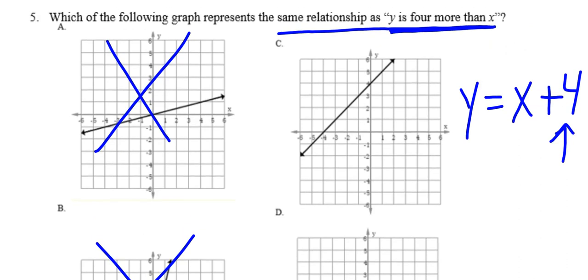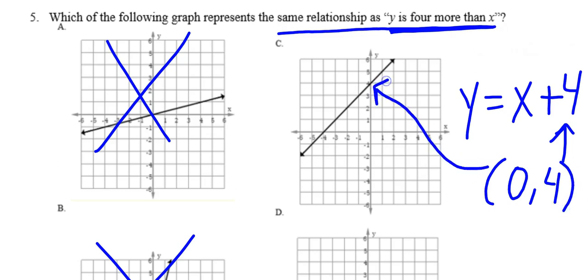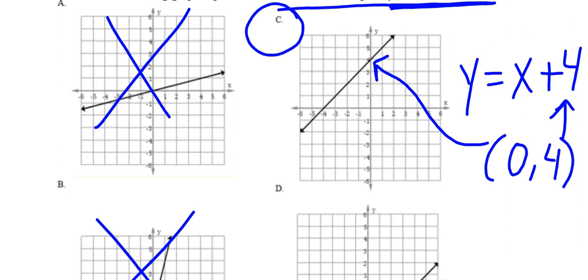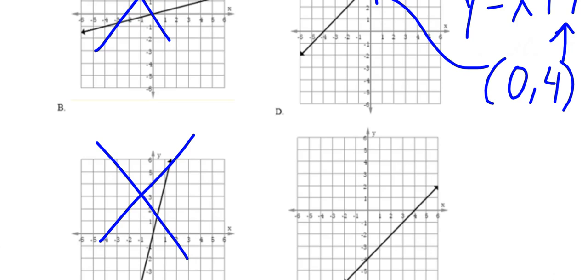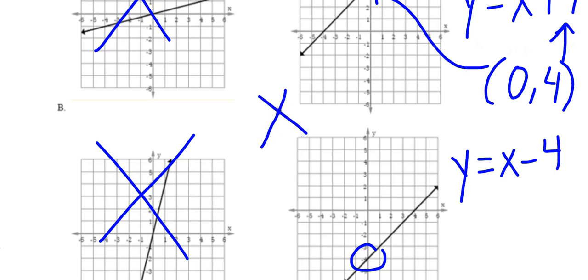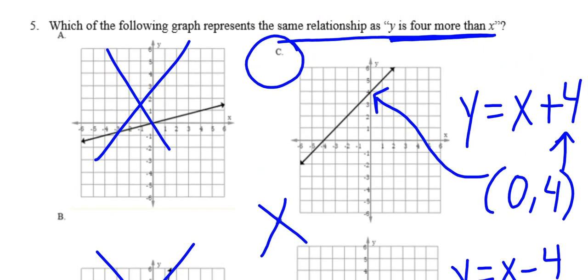So the y-intercept for this is going to be 0, 4. The number that you're adding is the y-intercept. So if you look here, that line crosses the y at 4. So our answer is going to be C. And just for fun, let's look at D and think about what this relationship would be. Okay, the y-intercept is negative 4, so this would be y equals x, not plus 4, but minus 4. So this one's incorrect. So the correct answer is C.